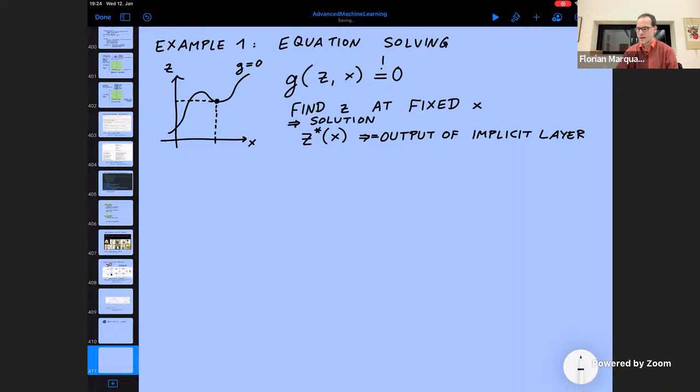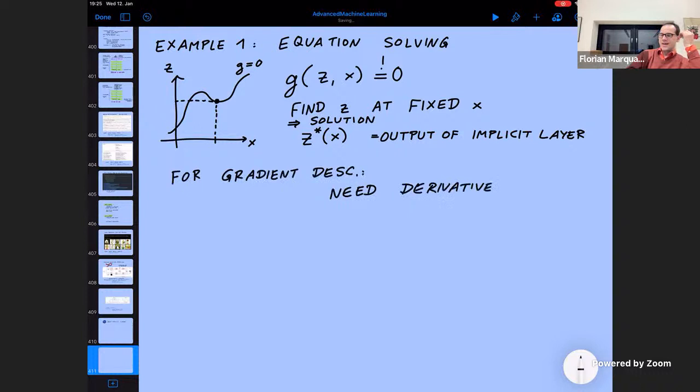Okay, so good. The question that we have now is, if I wanted to do gradient descent or backpropagation, I need the derivative of Z star, the output, with respect to X. So that's something I need. And the question is how to get those, because we haven't got these derivatives explicitly. I have G. Presumably, this is given somehow, maybe in the form of a neural network or maybe in some other form. Presumably, I can take derivatives of G with respect to Z and X. But now I want to take the derivative of the solution with respect to X. And so the question is how to do this. So there are ways to do this.